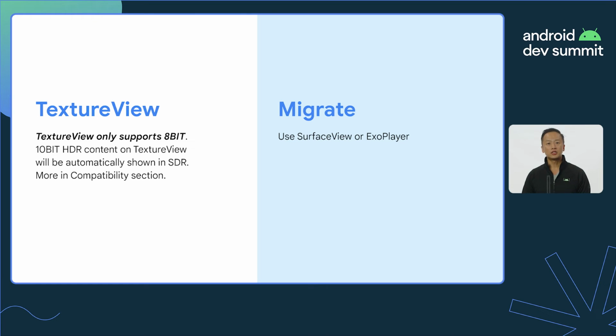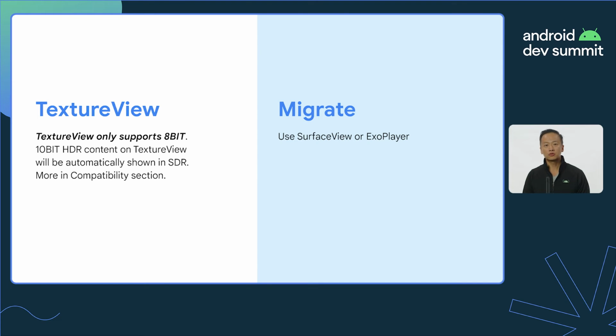Please note that texture view will only be displayed in 8-bit. Any HDR content you give to texture view will be shown in 8-bit. The quality of the final results will depend on the device's underlying transcoding implementation. For this reason, we recommend that you either migrate to a view that supports 10-bit, such as SurfaceView or ExoPlayer, or if you wish to continue to support texture view, explicitly transcode your 10-bit content to 8-bit SDR.